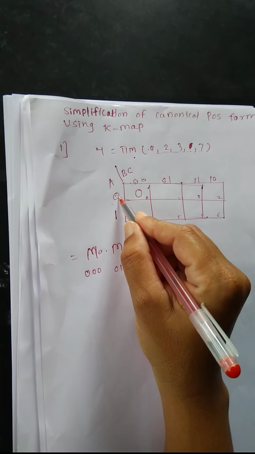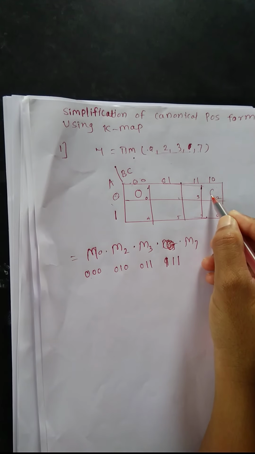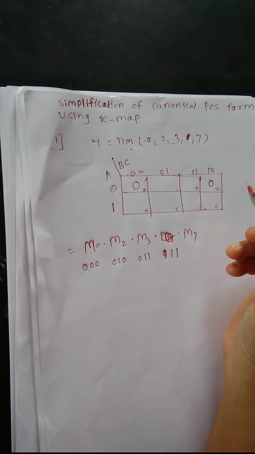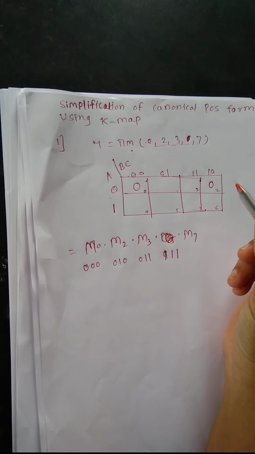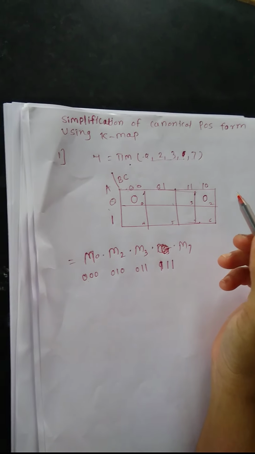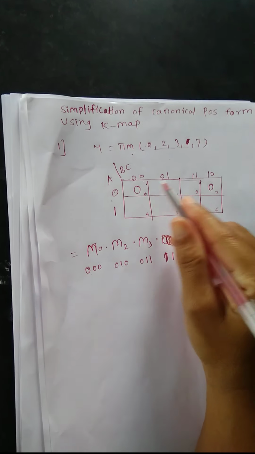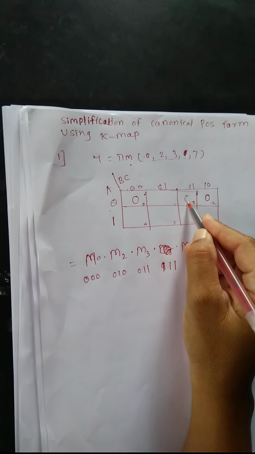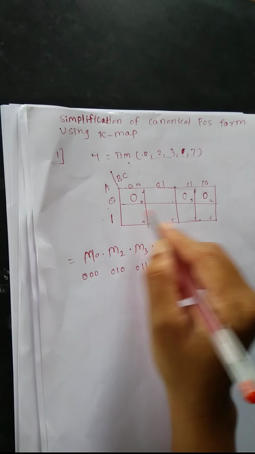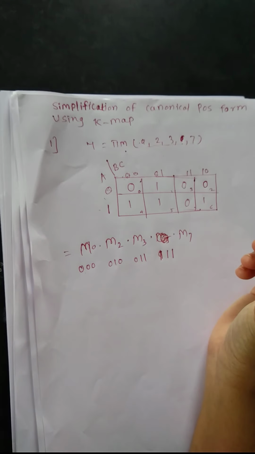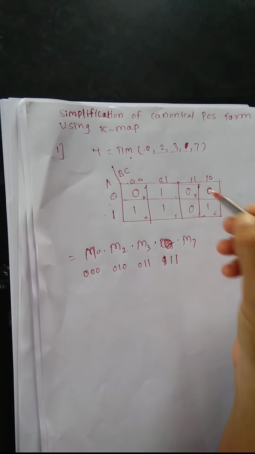This is 2, 0, 1, 0. So you have to enter 0 here. In SOP you enter 1 for min terms and 0 in the remaining boxes, and encircle the groupings of 1s, but here you encircle zeros. Next term is 3, 0, 1, 1. We enter it here. Next 7, 1, 1, 1. In the remaining boxes you enter 1 and encircle the zeros.